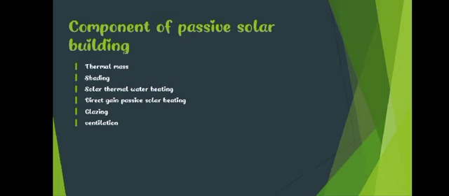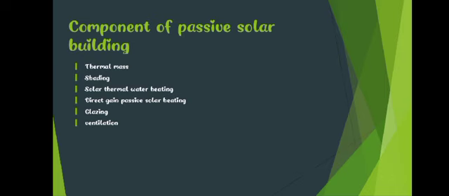And second one, shading. Appropriate shading helps prevent solar heat gain during the summer. Shading may include permanent overhang or porch roof, movable awnings, shutters, vegetation to shade east and west facing windows. And next is solar thermal water heating system. Solar thermal water heating system uses energy from the sun to warm water for storage in a hot water cylinder or thermal store.